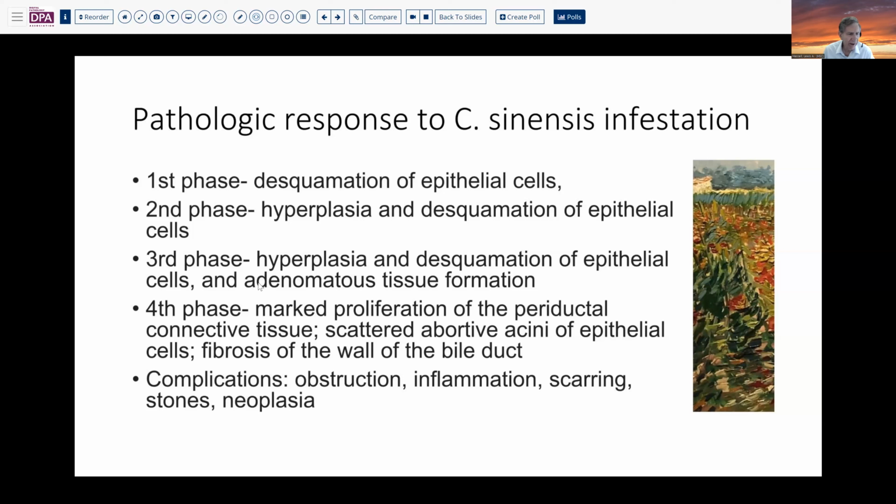And then finally, we get the more pronounced inflammatory process with various abortive acini and fibrosis in the wall of the bile duct. And it's this fourth phase where you're likely to develop potentially neoplastic complications and so forth, more scarring and stone formation if the organism has invaded the common cystic duct or the gallbladder, and intermittent obstruction is also noted in these patients.